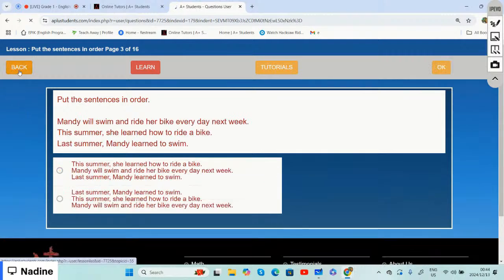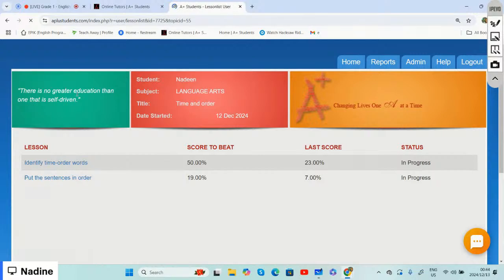All right, so this is now the end of our lesson on time order words. We say time order words show when things happen. They can show when things happen in the past, present, or future.